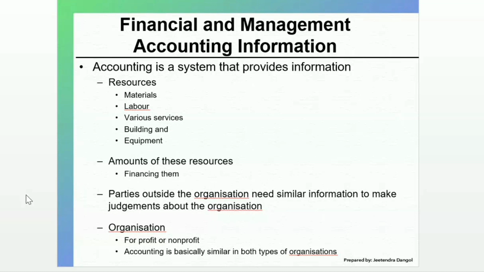Parties outside the organization need similar information to make a judgment about the organization. It is not only used by internal parties, that means employees, management, and the board of directors. Outside parties also use accounting information. Researchers, customers, economists, government and investors use it. There are many different parties who use accounting information, not only for determining tax or financial spend, but they want to judge the organizations or businesses.